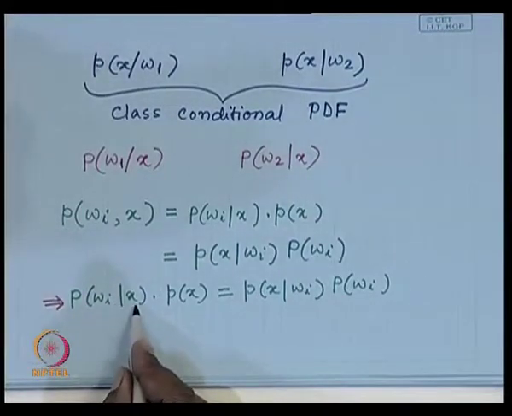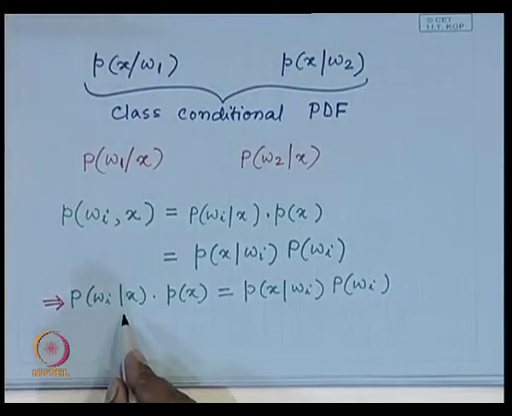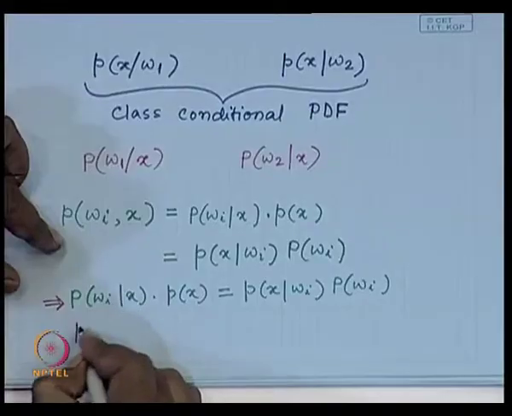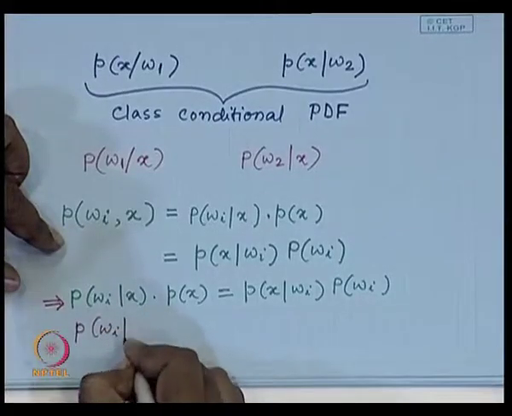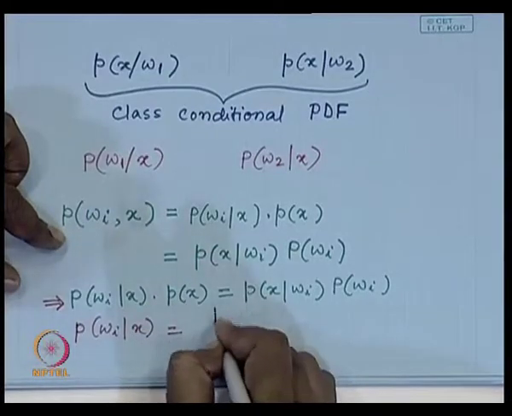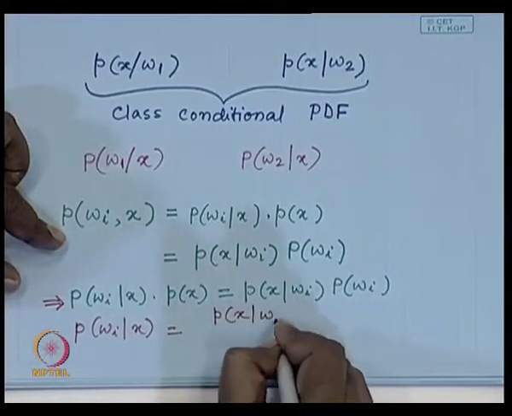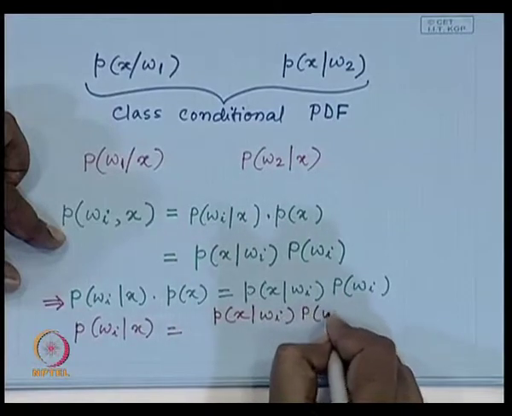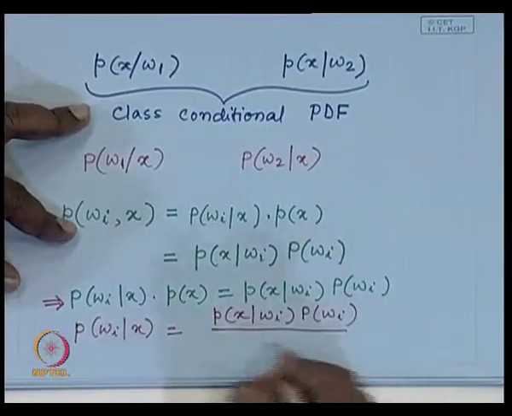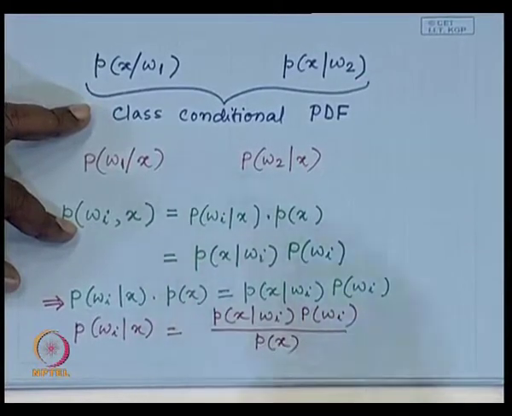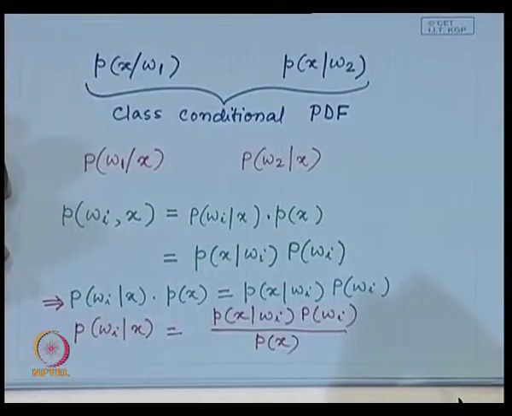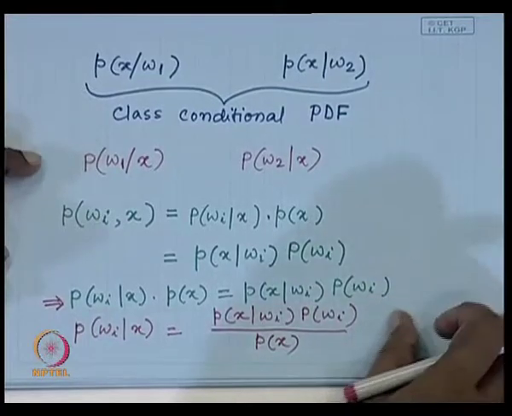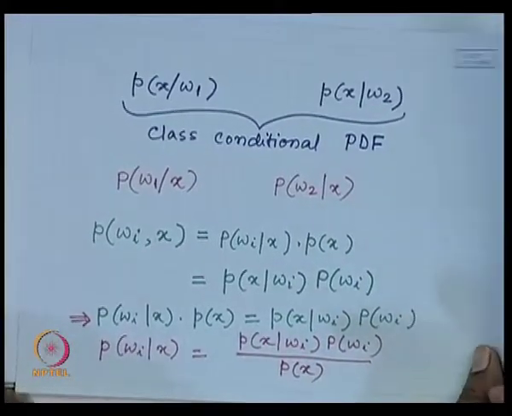Because then only I will be able to say whether this particular object having this feature x should be classified into omega 1 or into omega 2, right. So, from here I get P of omega I given x is nothing but P of x given omega I into P of omega I upon P of x. So, from here I can have my decision rule.